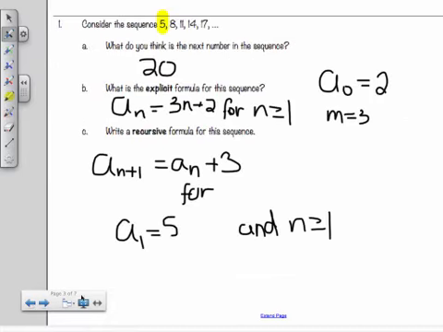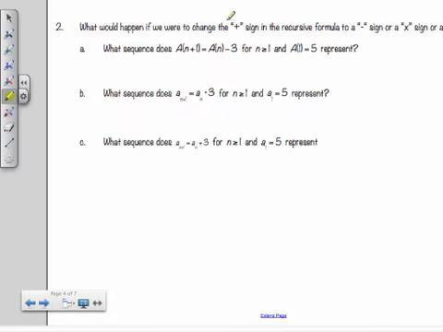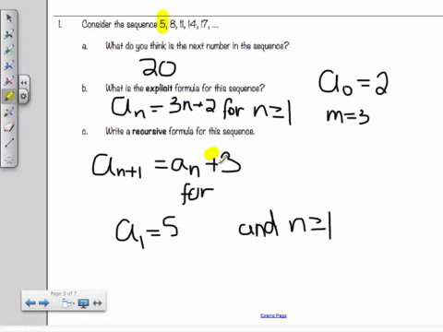So if you notice in the previous example, our operation is addition because we're adding 3 to each term to get to the next one. So what would happen if we were to change the plus sign into a minus sign or a multiplication sign or a division sign? So if you notice, this sequence right here, this recursive formula, is almost exactly like the previous one, except it's subtraction instead of addition.